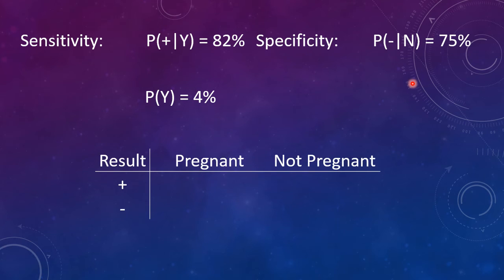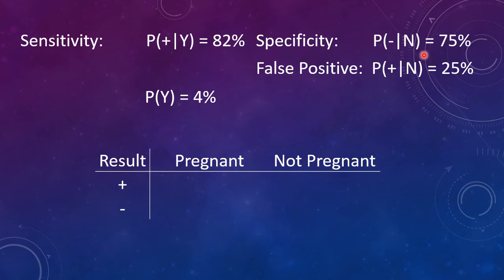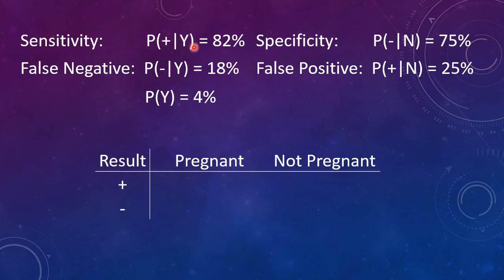First, let's find the false positive and false negative rates. The false positive rate is just the opposite of specificity. So if 75% of the women who were not pregnant got a negative result, then 25% of them must have gotten a positive result, receiving an incorrect diagnosis from the pregnancy test. And the false negative rate is computed from the sensitivity. If 82% of the women who really were pregnant got a positive test result, then that means that 18% of the women who really were pregnant must have gotten a negative test result. Finally, if 4% of women in the United States are pregnant, then that must mean that 96% of women in the United States are not pregnant.